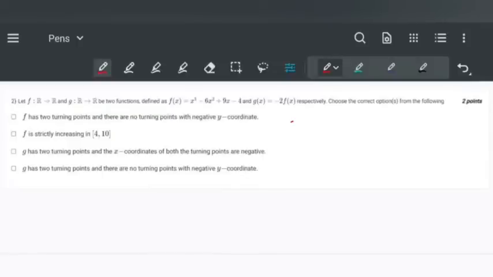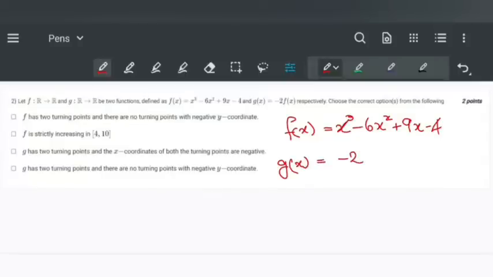Second question: let f and g be two functions defined as f of x equal to x cube minus 6x square plus 9x minus 4, and g of x is minus 2 of f of x. Choose the correct options. First option: f has two turning points and there are no turning points with negative y coordinate. As f of x is a cubic function, there will be two turning points. So half of the first option is correct. For the second half, we have to first factorize f of x.